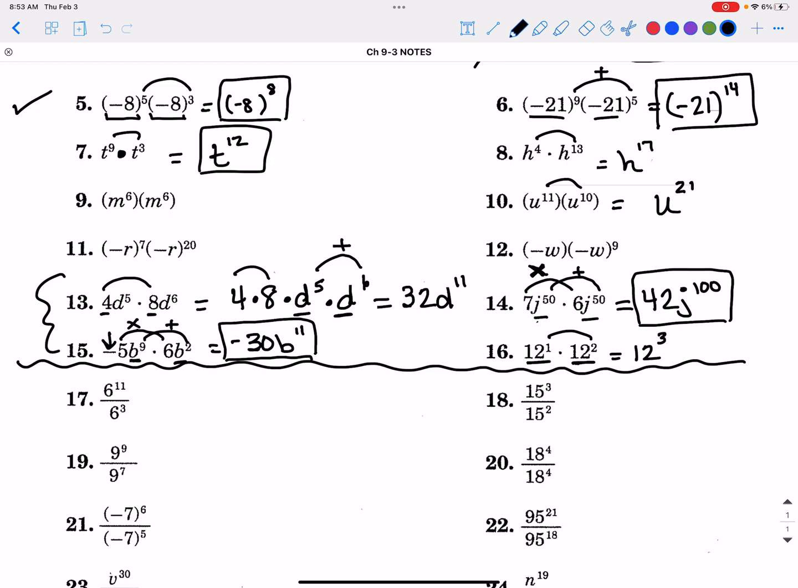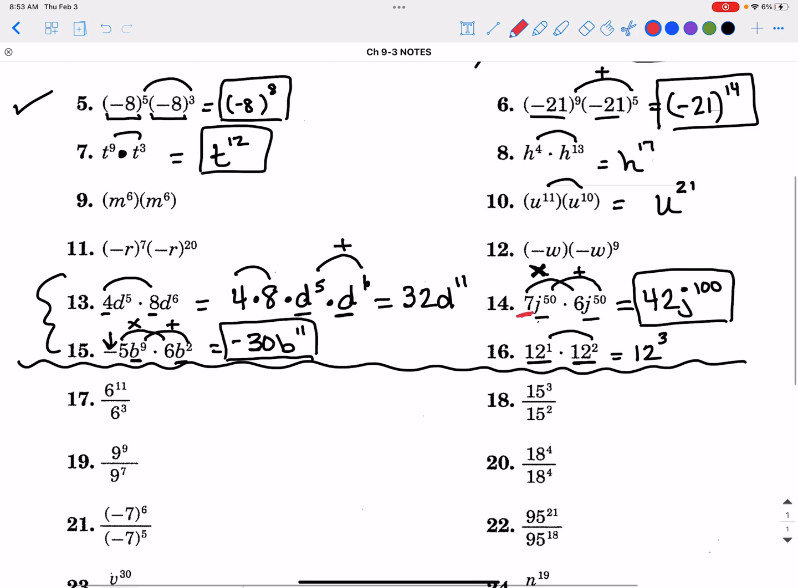So if your bases don't match, like 7 and 6, right? 7 and 6, those bases don't match. One's a 7, one's a 6. We just simply multiply them to get 42. If the bases match, like number 16 here, we just keep your base, add your exponent. Okay? All right, so that is the multiplication section.